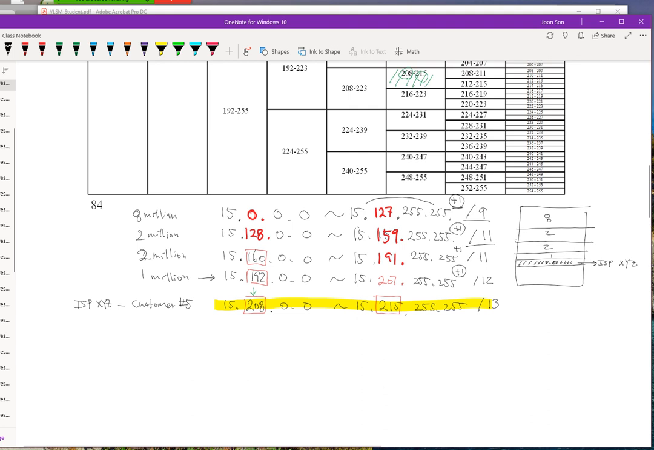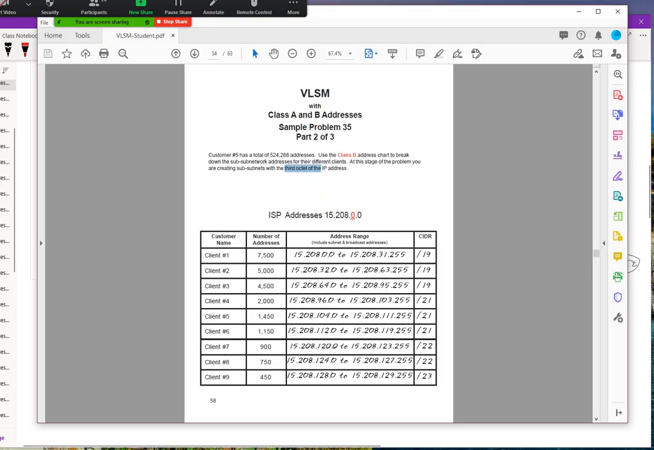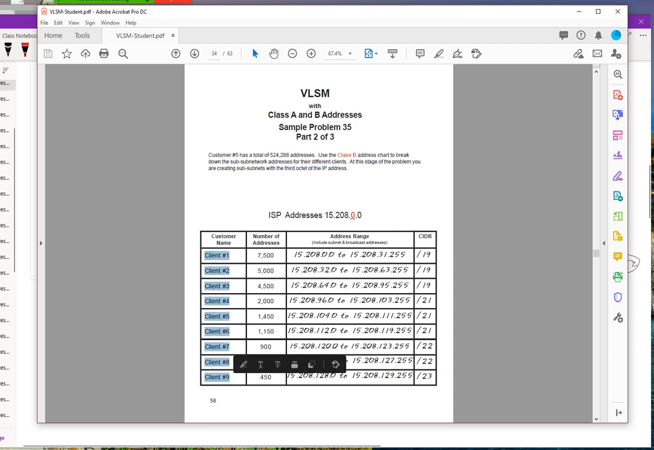So the Internet Service Provider XYZ has their own business. We're going to work on this address space, which is about 500,000. Now part B is with this 500,000 IP address space, and ISP XYZ has their clients. How many clients do they have? They have 9 clients, and these are the requirements.